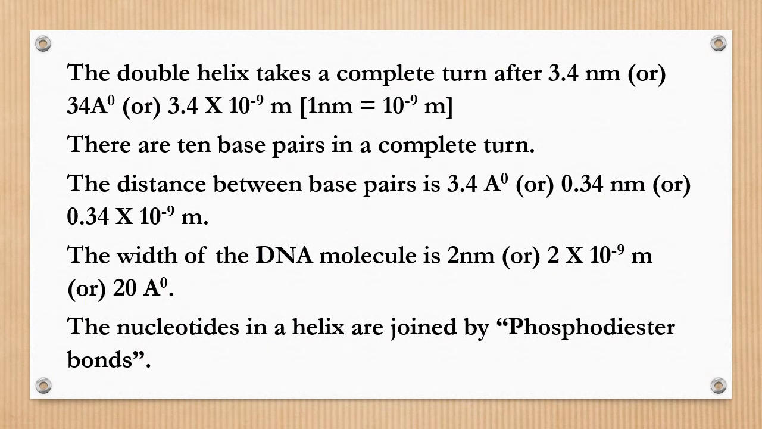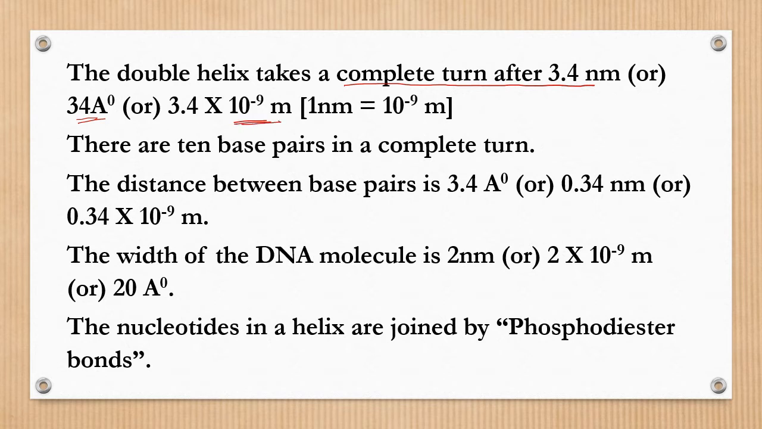The double helix takes a complete turn after every 3.4 nanometers. So for every 3.4 nanometer distance, it will take one complete turn. That 3.4 nanometer is also represented as 34 angstrom units, or 3.4 into 10 to the power of minus 9 meters.